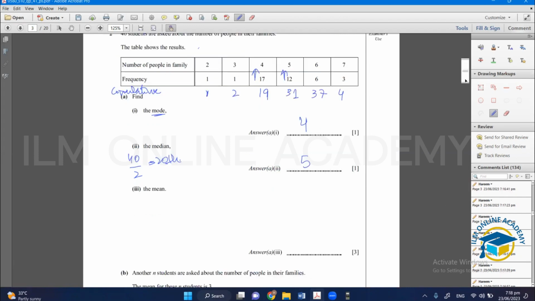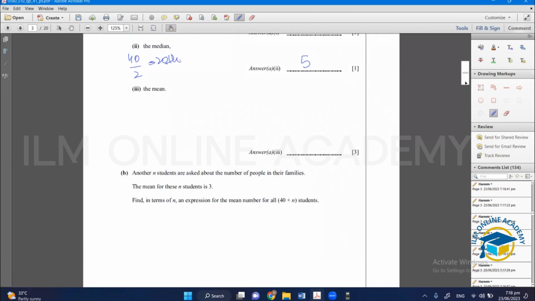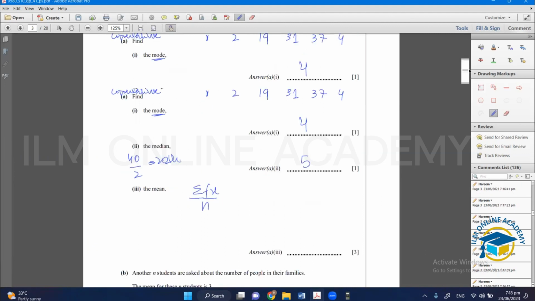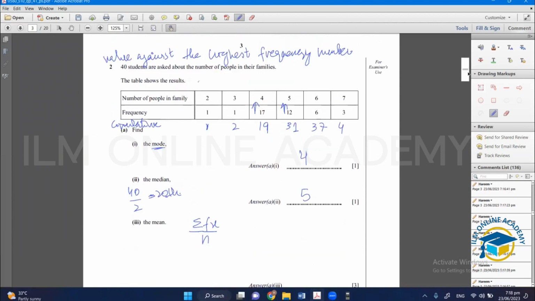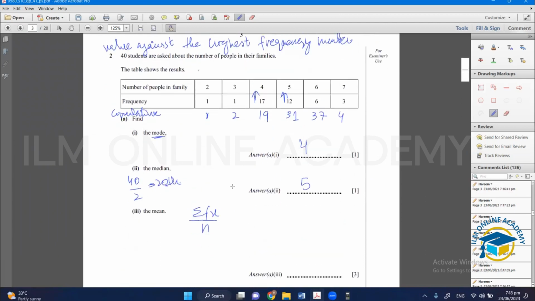Okay, now coming towards the topic mean. The formula for the mean is sigma fx divided by n. And sigma fx divided by n, it means what? Pay a little attention here. I am writing the formula here so we can have a little space.